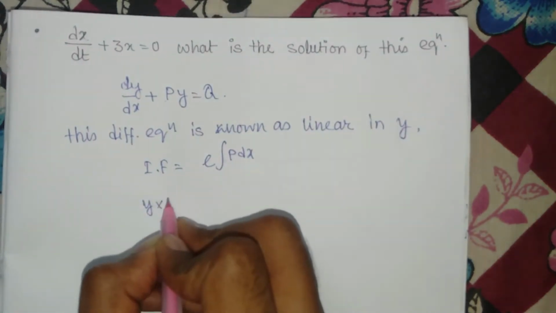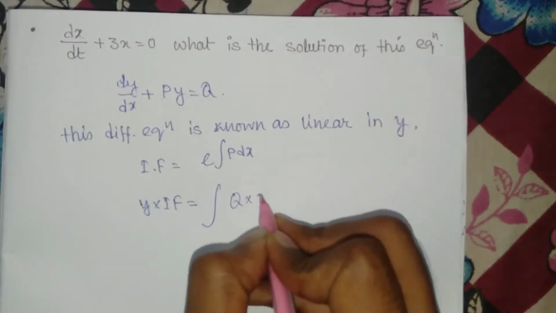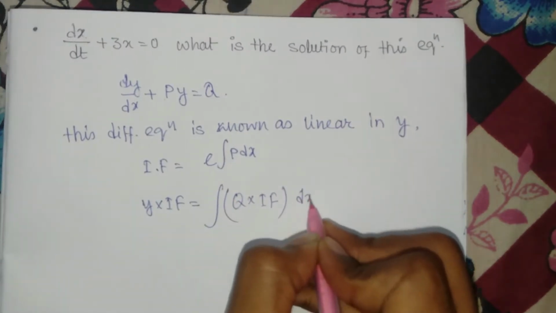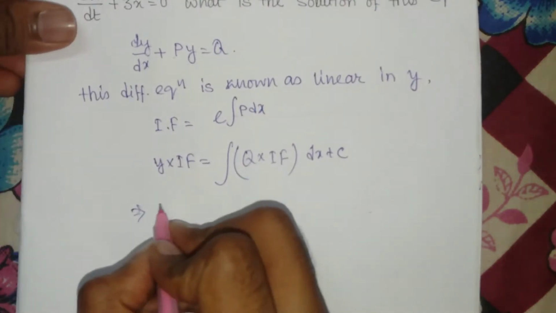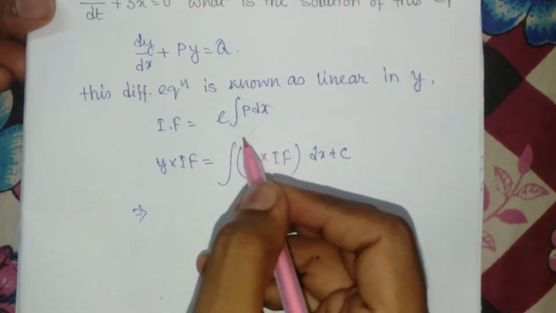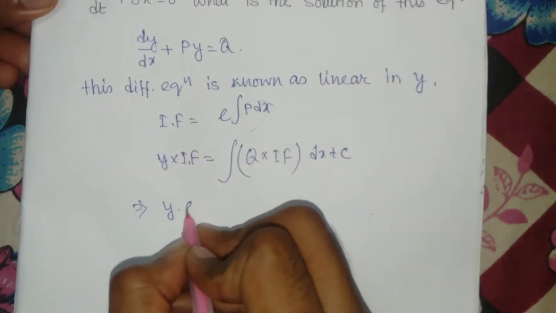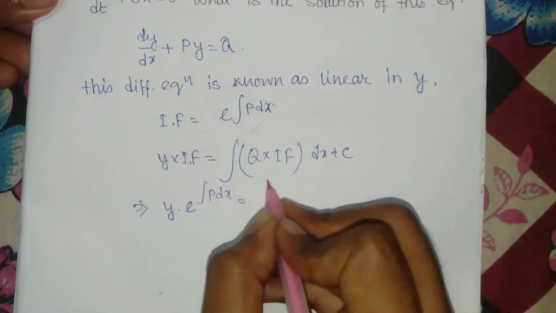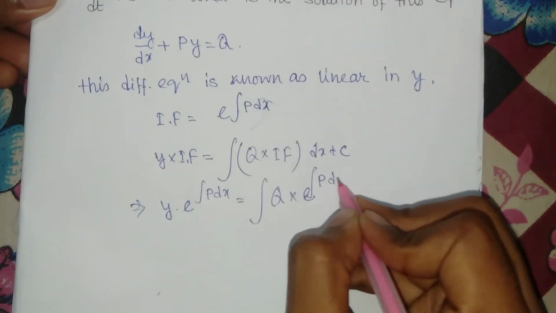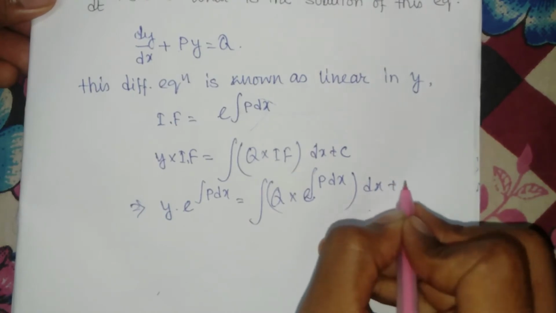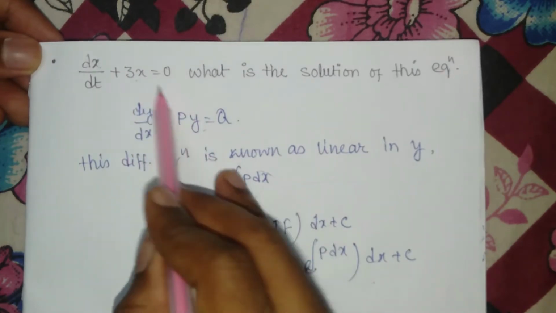So y times the integrating factor is equal to the integration of Q times the integrating factor dx plus c. We know the integrating factor is e to the power integration of P dx. So putting the value, y times e to the power integration of P dx is equal to the integration of Q times e to the power P dx plus c. So our equation is dy/dx plus Py is equal to Q.